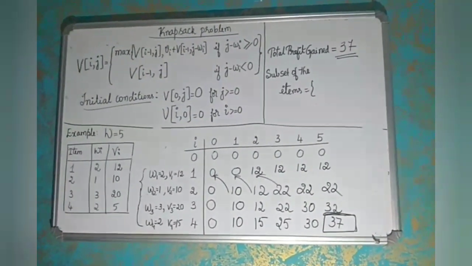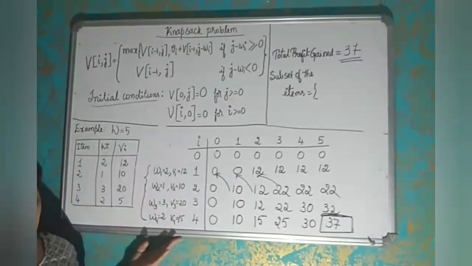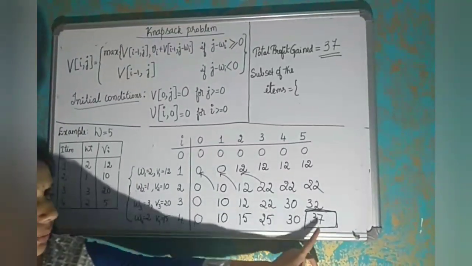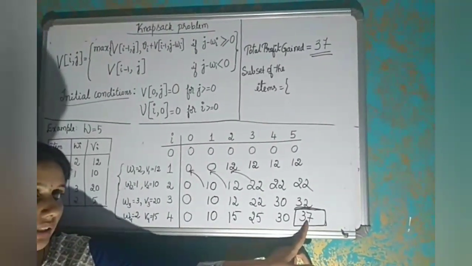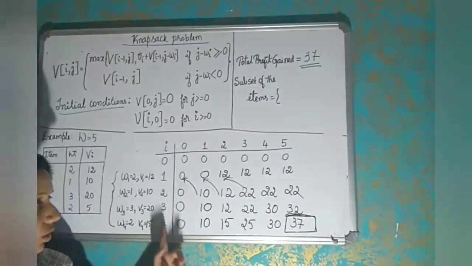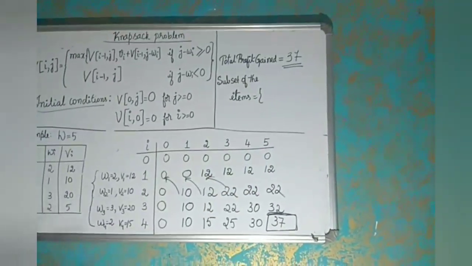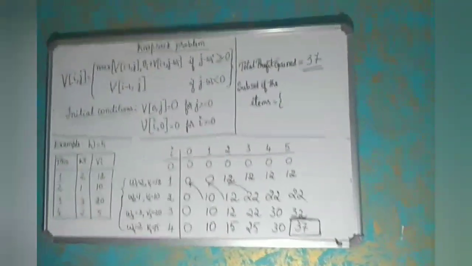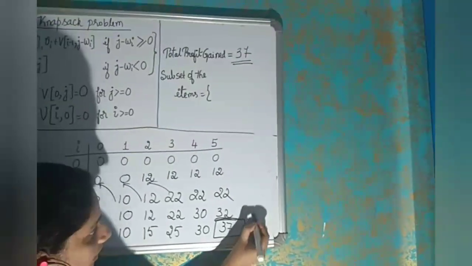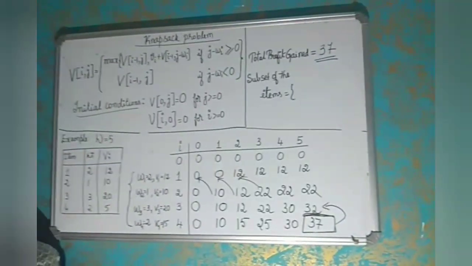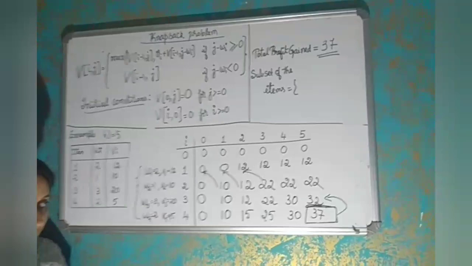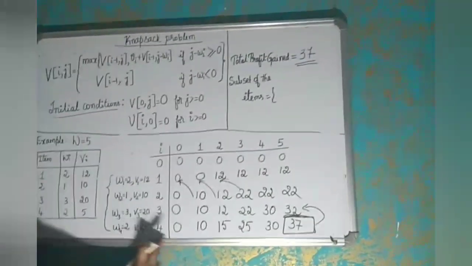To calculate this, we use the backtracing method. In the backtracing method, we start from the last value. The last value is what? 37. So this is V of 4, 5. You have to compare V of 4, 5 with V of 3, 5. That means you have to compare this with the previous row value, and check, are they the same? If they are the same, that means this particular item is not selected.